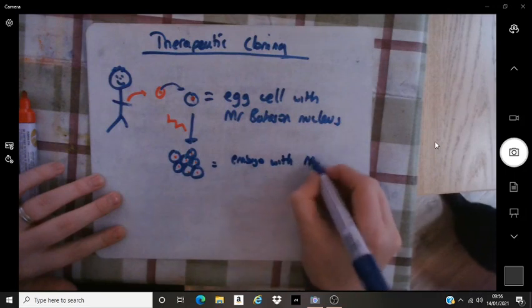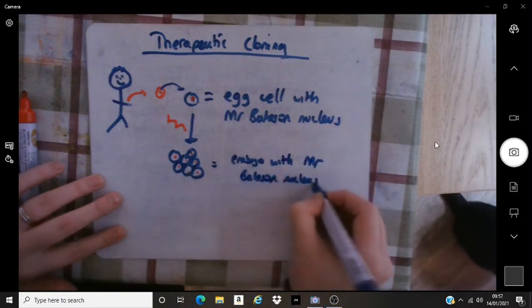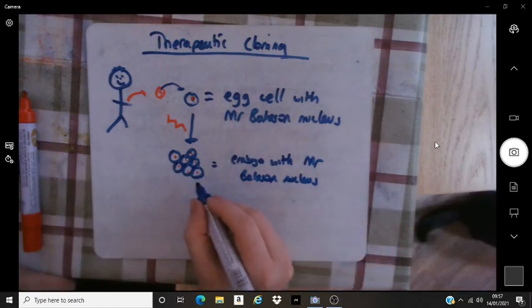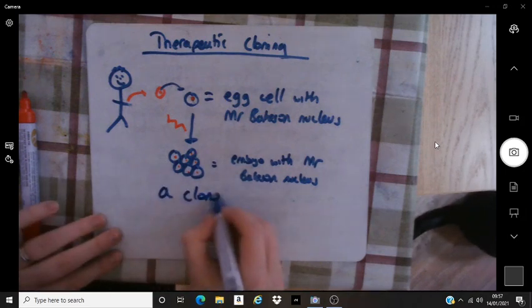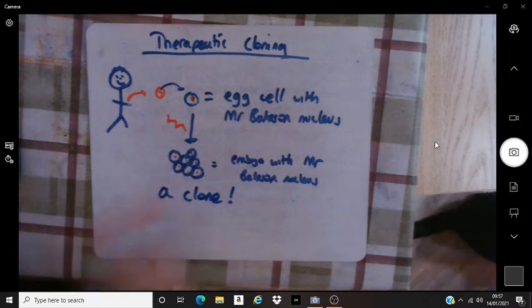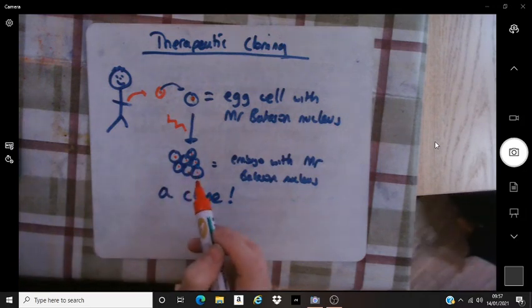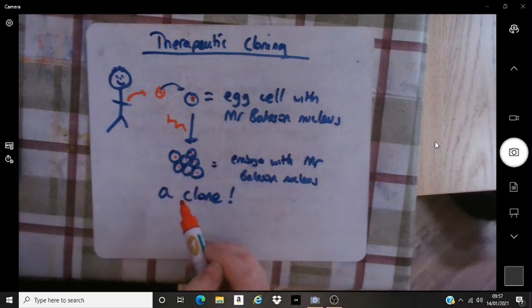With, in this case, Mr. Bateson nucleuses. That's me, but it's not me. That's my clone. And now, because these are embryonic stem cells, they can differentiate into any cell type. And because they've got my DNA, my body's not going to reject them. That's therapeutic cloning.